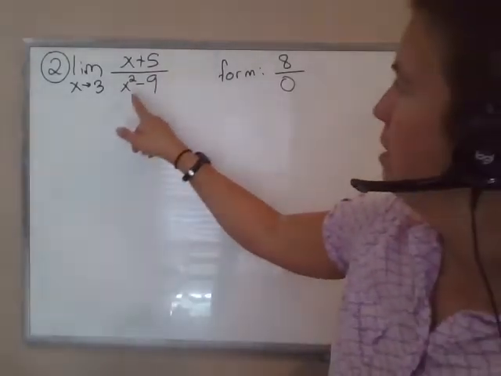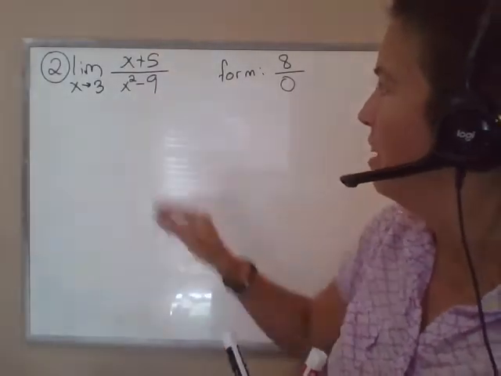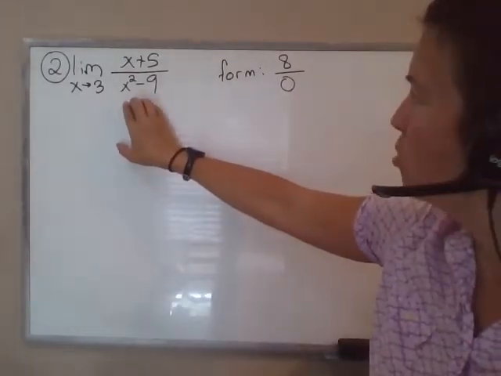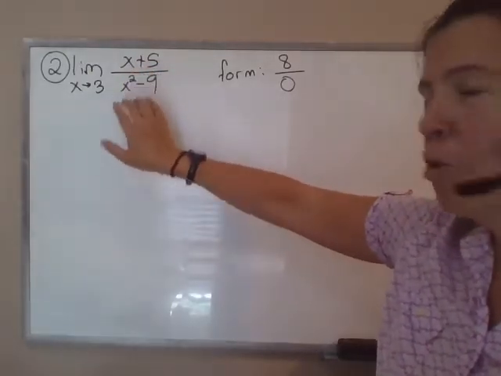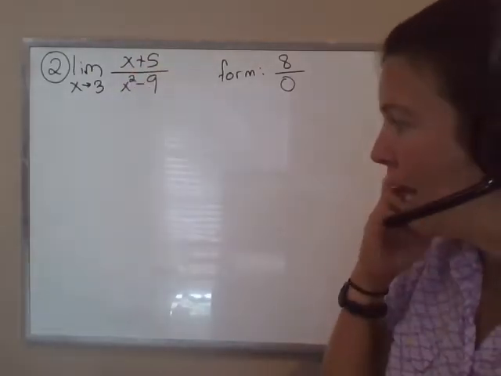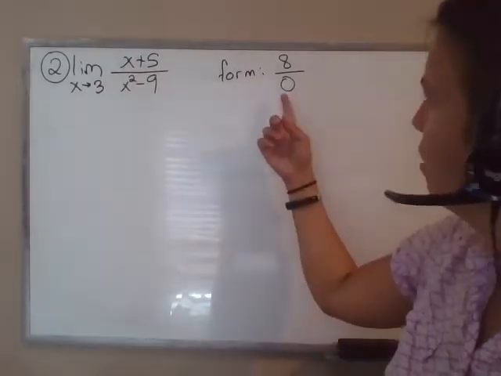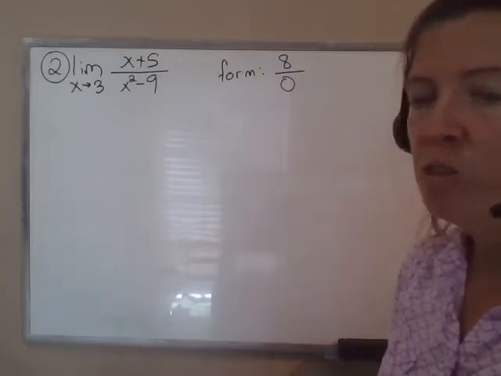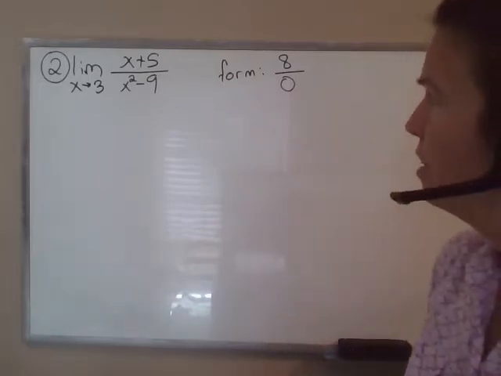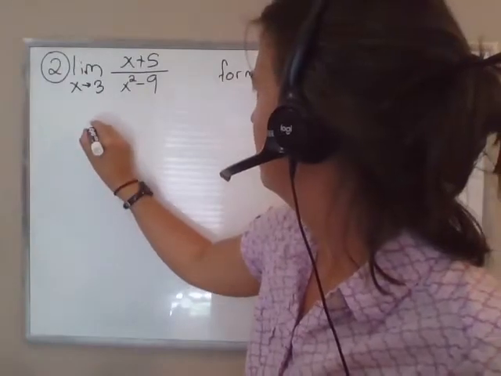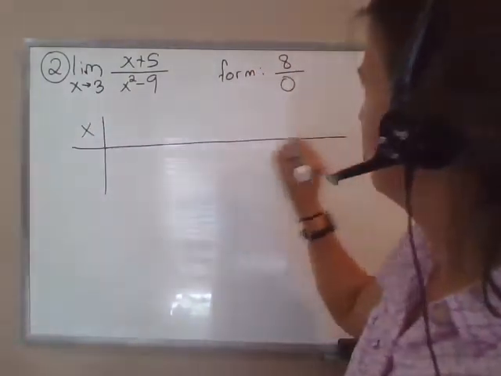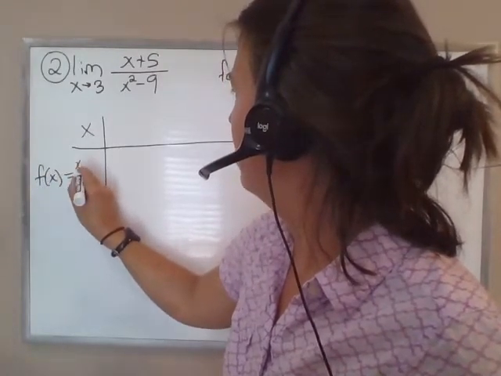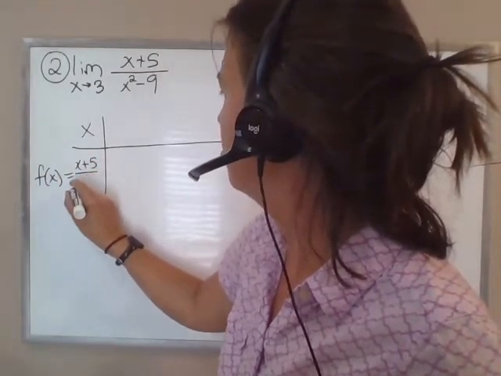Notice also that factoring the denominator is not going to allow us to cancel a common factor. This would factor as (x plus 3)(x minus 3), but we have x plus 5 in the numerator, so there's not a common factor that's going to go away, which was in the past what we've done when the denominator is approaching 0. So I'm going to go back and look at this one in terms of a table. So let's make a little table of values for this function, where our f of x is (x plus 5) over (x squared minus 9).